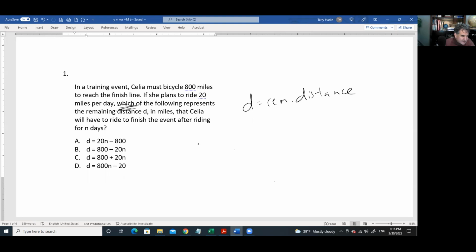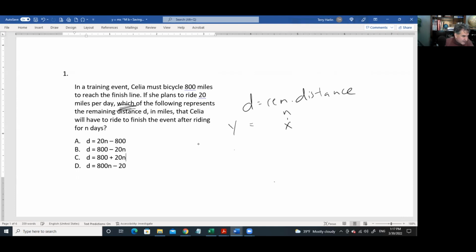But what I do know is that I've got distance here. I've got D equals something. And I'm looking for the distance in miles that Celia will have to ride to finish the event after riding for N days. Okay, so we have a remaining distance. That sounds like a Y. Remaining distance, what remains, that's our resulting value. After a certain number of days, that's going to be a unit. So our N here is basically like X.